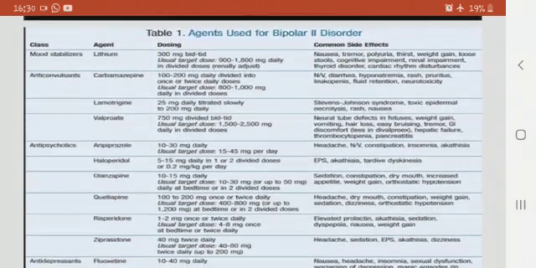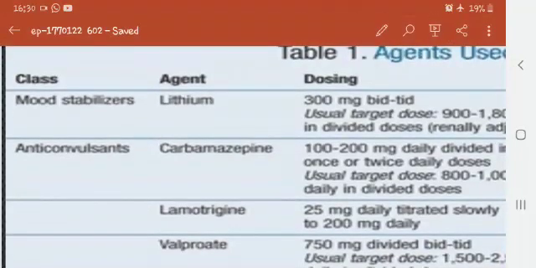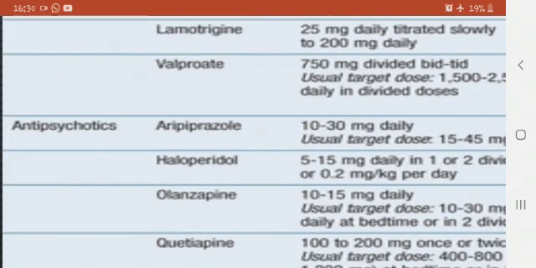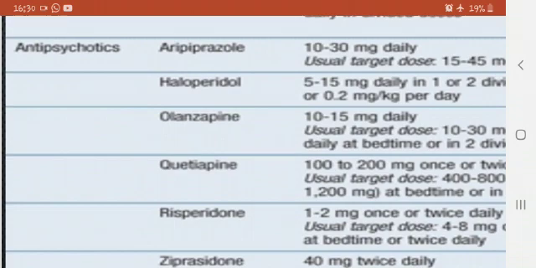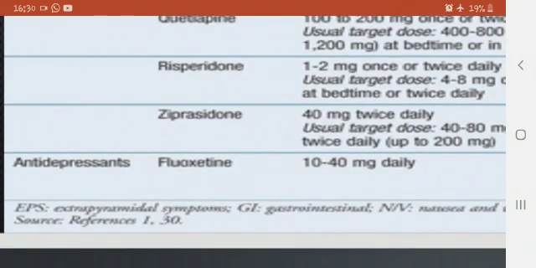So these are the medications or agents used for bipolar 2 disorder. You can see here we can use a mood stabilizer such as lithium, dose 300 mg BID or TID. Next is anticonvulsants: carbamazepine, lamotrigine, valproate. These are the anticonvulsants used in bipolar 2 disorder. Antipsychotics: aripiprazole, haloperidol, olanzapine, quetiapine. These are the antipsychotics used in bipolar 2 disorder, as well as we can use antidepressant fluoxetine 10 to 40 mg daily to treat or to prevent bipolar 2 disorder.